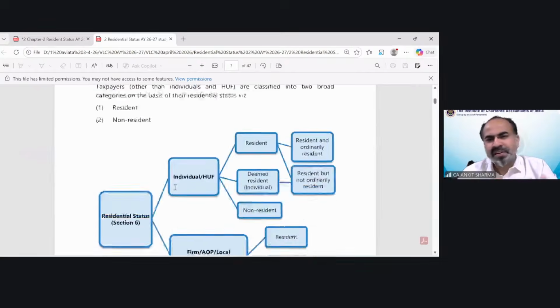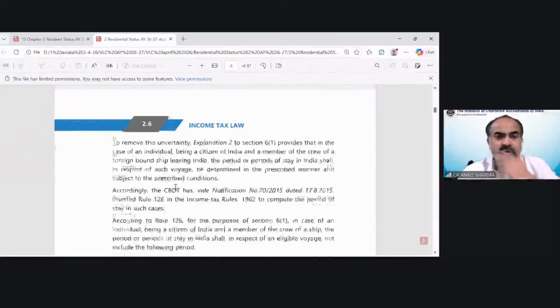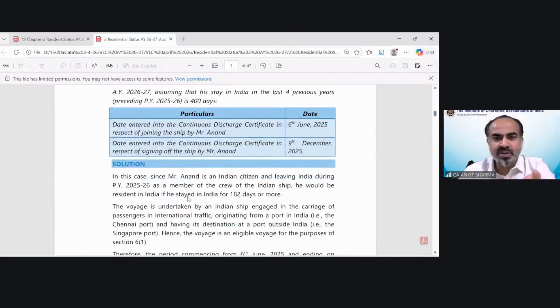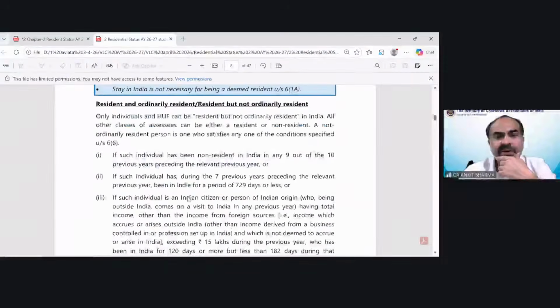All the questions related to this residential provision, now you can solve. Please write it down. Illustration number 1, this is the same. I have already solved it in the example, the crew member case. You can see the same question we have just gone through. Fine. So illustration 1 you can try.